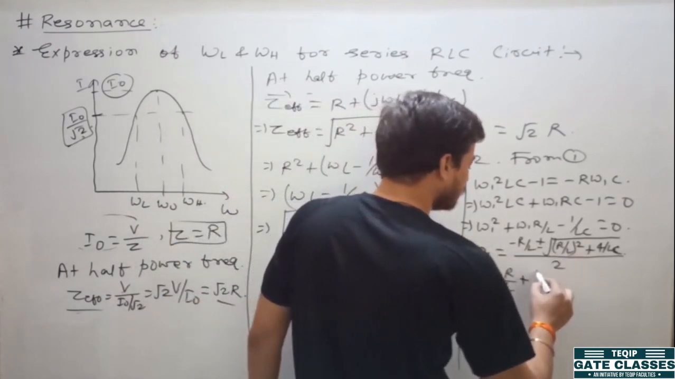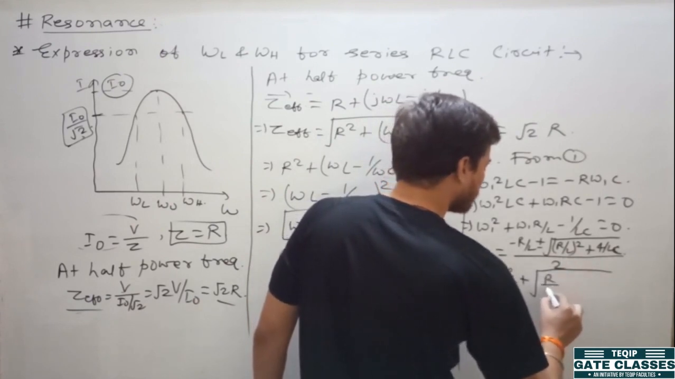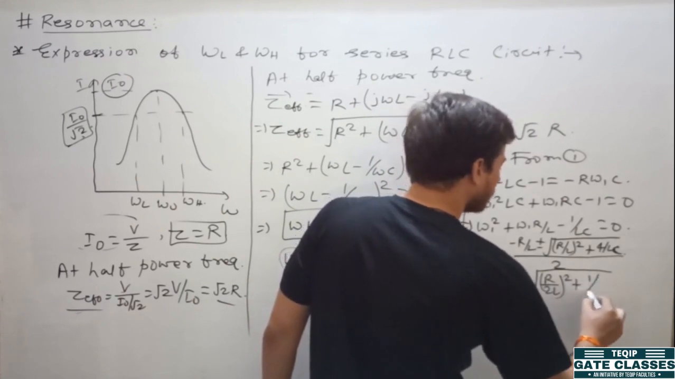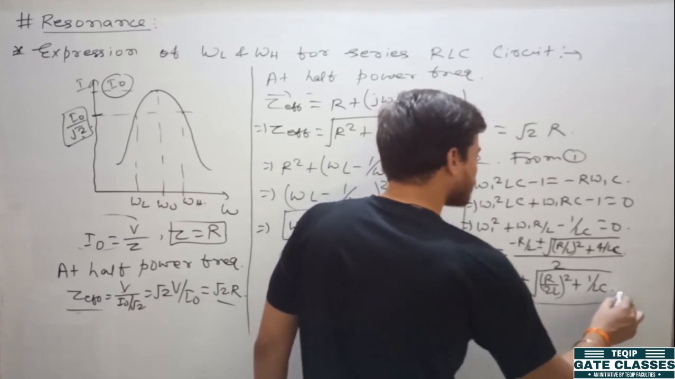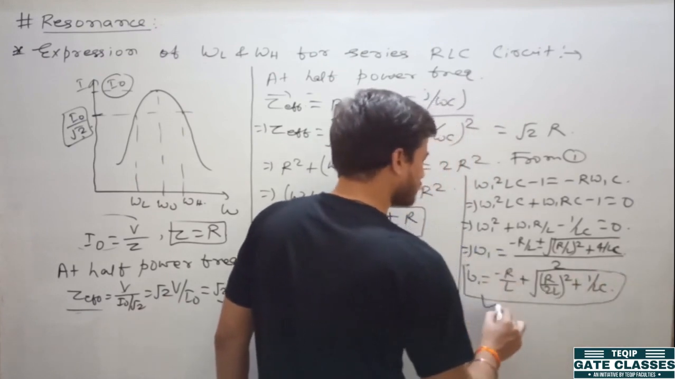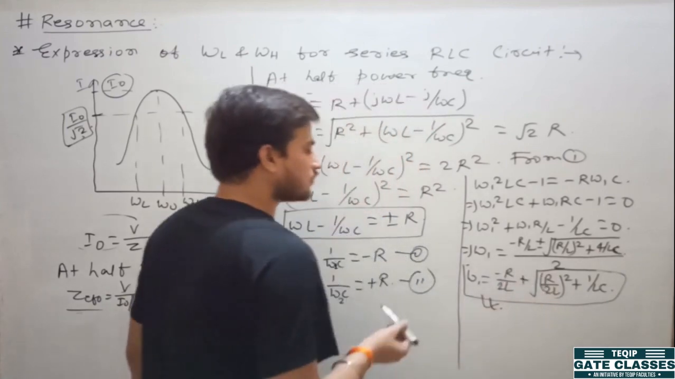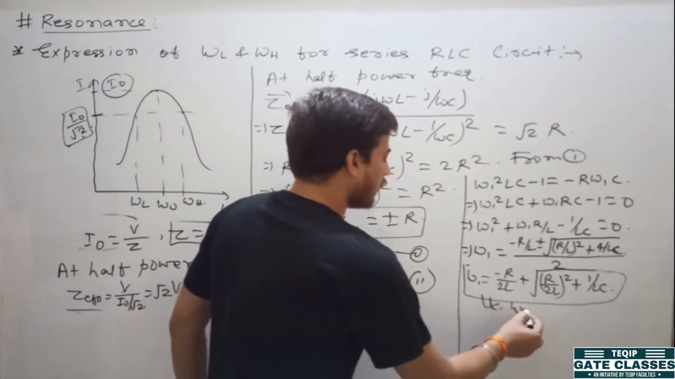Plus 2. This 2 will go under the square root. So here it will be (R upon 2L) whole square plus 1 upon LC. So this is the expression of lower cutoff frequency: minus R by 2L plus this. So this is the expression of lower cutoff frequency omega L.